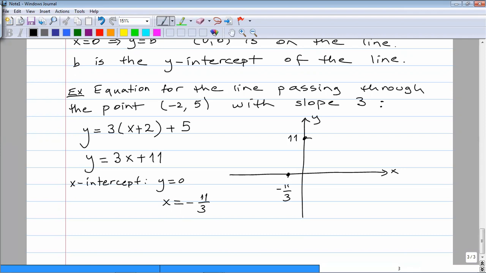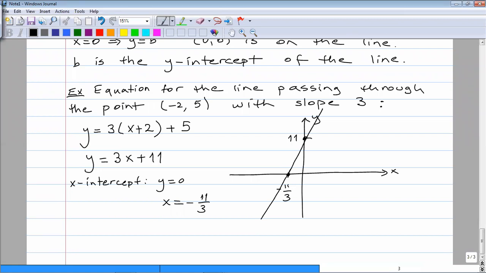So this is your line. And when you're finding the slope, be careful with the negative signs, because there may be some negative signs in the given coordinates, and there is the negative sign in the slope.